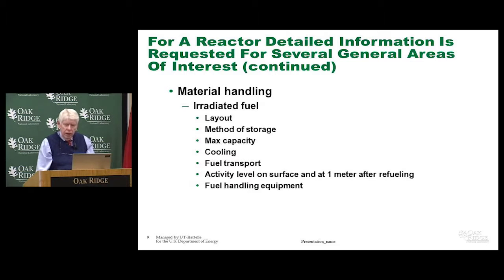And again, back to the fuel handling equipment. When you're moving it off-site, again, you have to determine, does this come off by rail, by truck, barge? What other methods do you have to move these fuel casks?